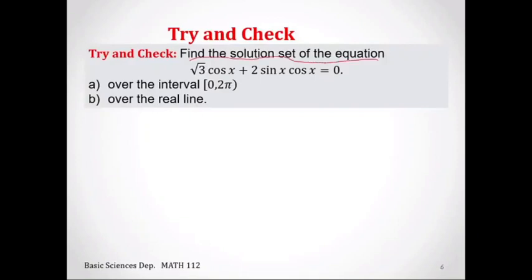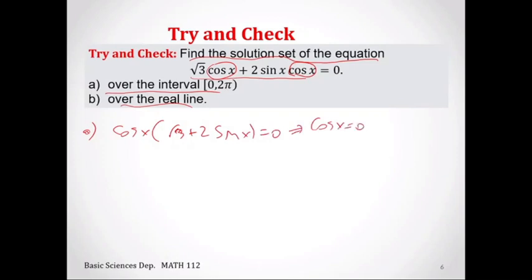Now let's go to the other question. Find the solution set of this equation. It says find the solution in this interval and over the real line. So let's do A. Do we see a common factor here? Yes. So I will say cosine x times (square root 3 plus 2 sine x) equal to 0. So this is cosine x equal to 0, and sine x equal to negative square root 3 over 2.